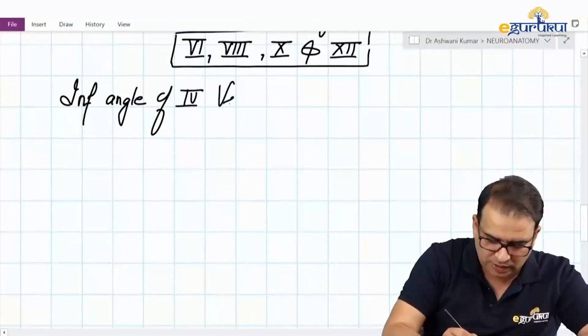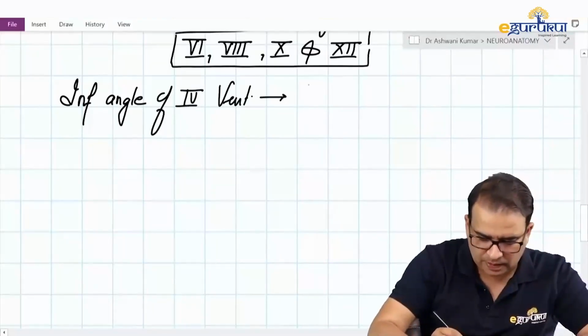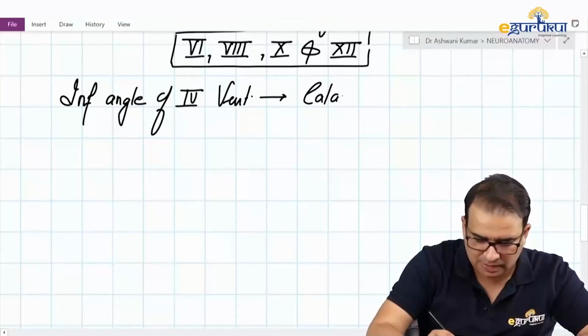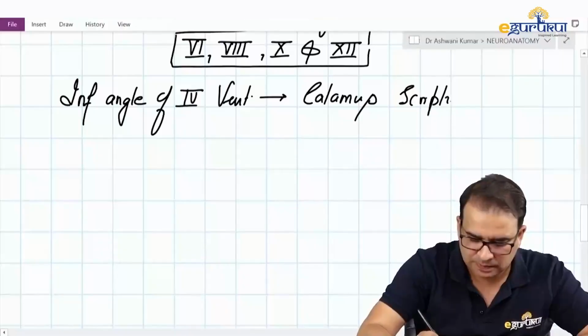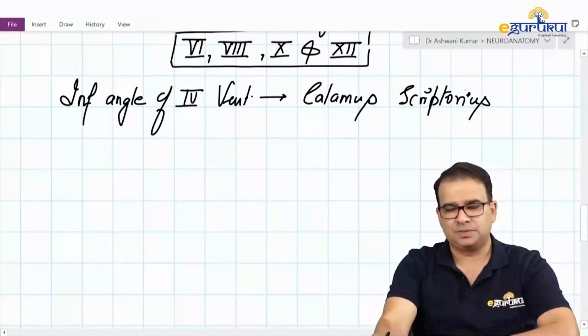So the inferior angle of the fourth ventricle is also known as the calamus. Calamus is for the pen, scriptorius. Calamus scriptorius.